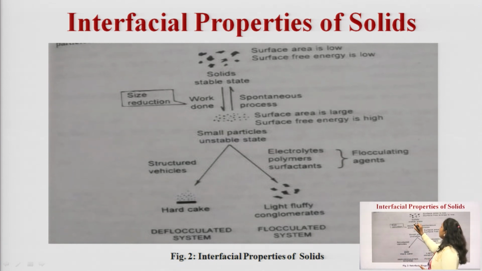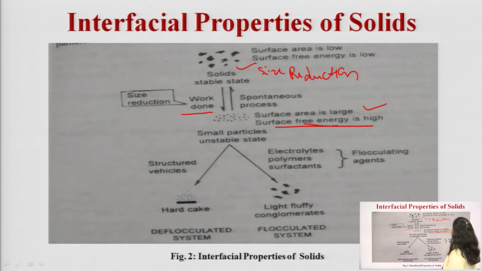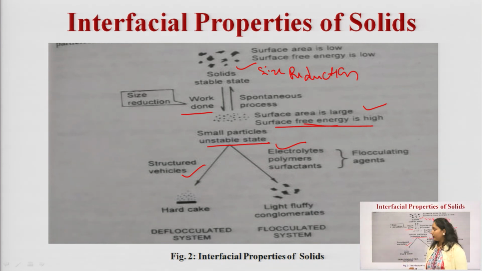Here, first of all, proper size reduction of the solids is done. When we reduce the size, work is done on the system, thereby increasing the surface free energy of the system. Once the surface free energy is high, the system becomes thermodynamically unstable. To make the system stable, we can add structured vehicles, electrolytes, and high viscosity agents to form a stable suspension. If we add a structured vehicle, we form a deflocculated type of system, and if we add electrolytes, polymer or surfactant, we form a flocculated suspension.